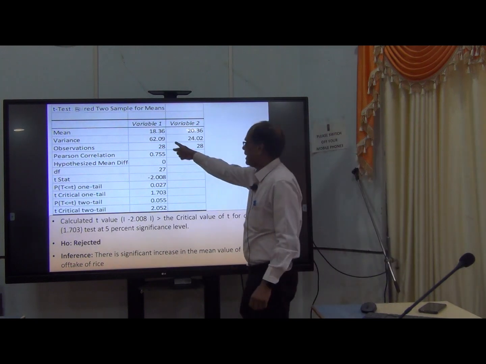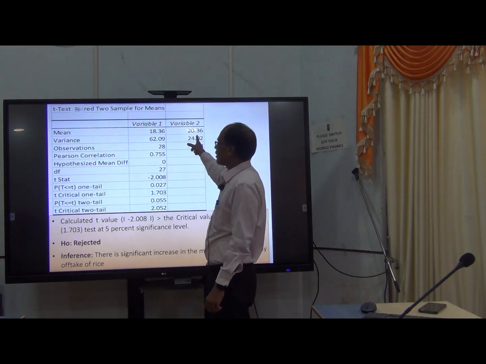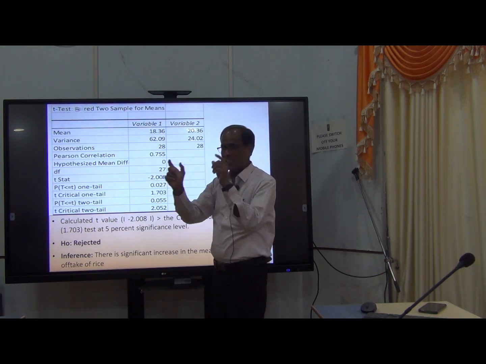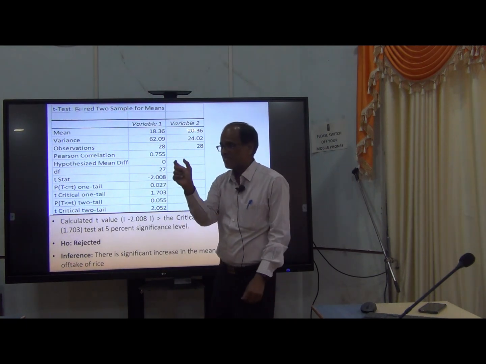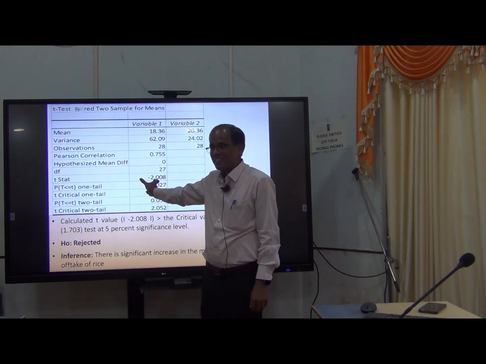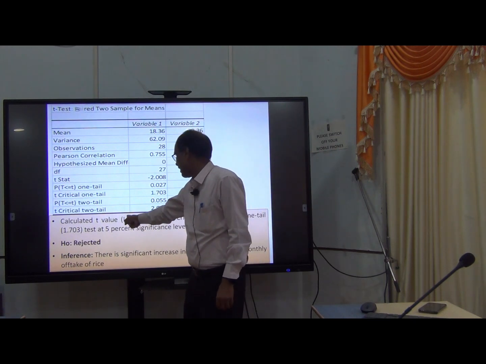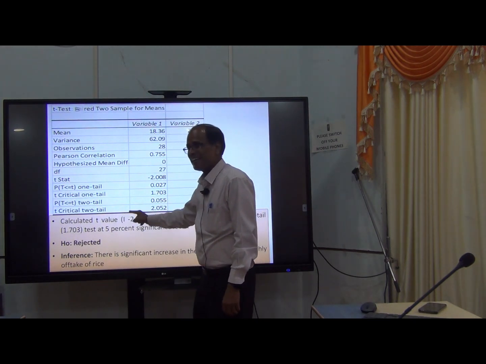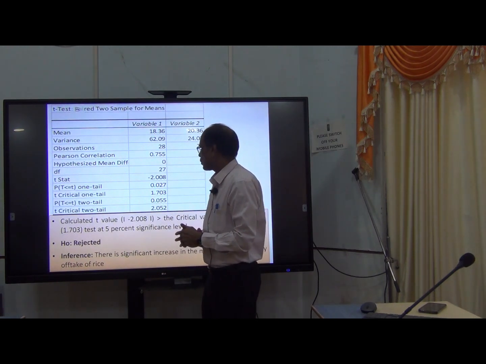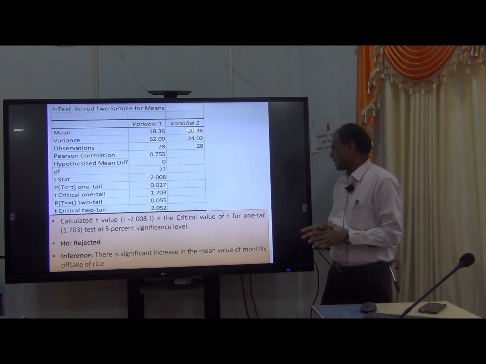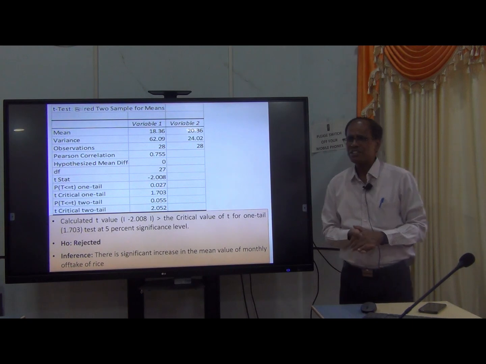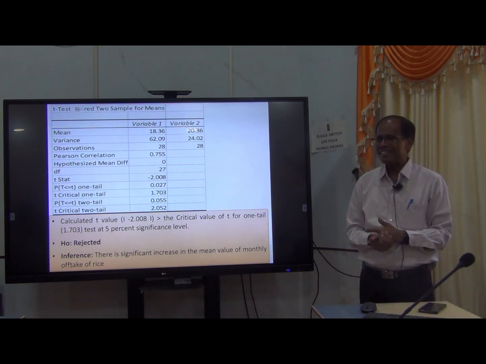Mean before 18 kg, mean after 20 kg. T statistic: see here in the t value, the difference is important, not the sign. Neglect the sign here. I have written it neglecting the sign. You have to compare neglecting the sign. The difference is important. So the calculated t value is greater than the critical value of t for a one-tail test at 5% level of significance. So what is the conclusion?